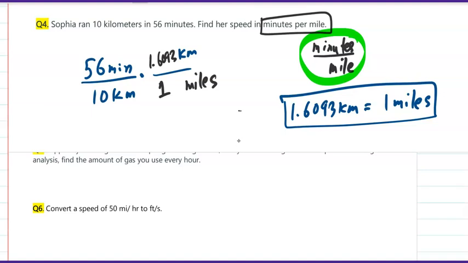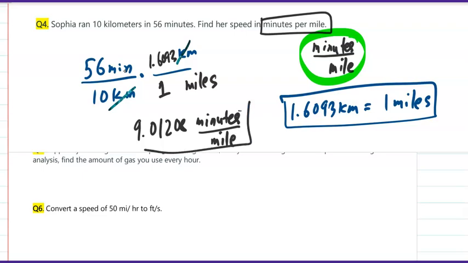If you do that, this kilometer cancels. Now you multiply 56 with 1.6093 and divide by 10. The final answer is going to be 9.01208 minutes in the numerator, per mile. That's what we want.